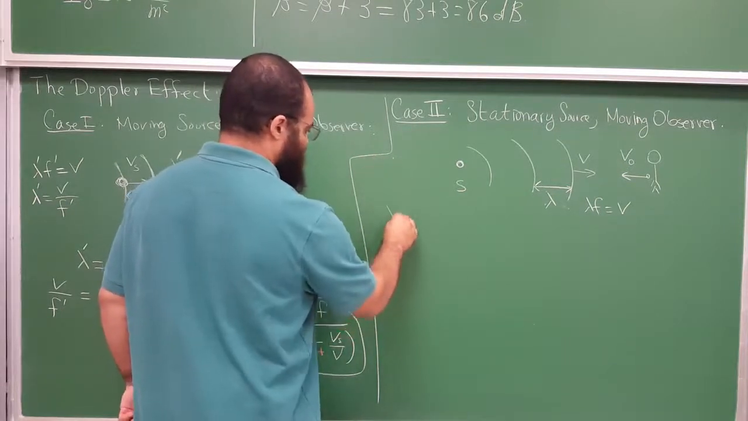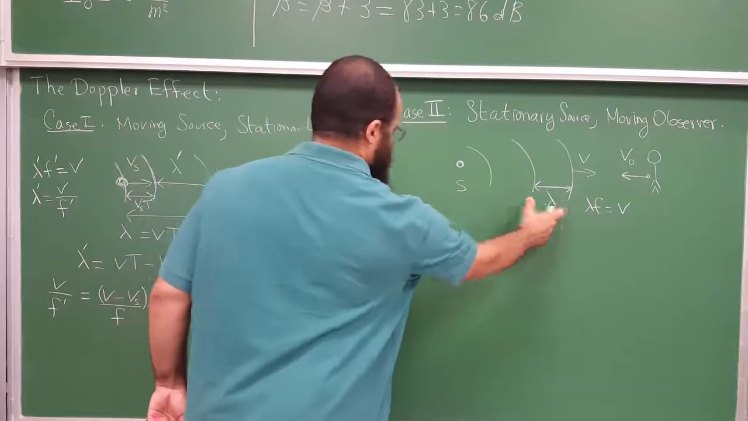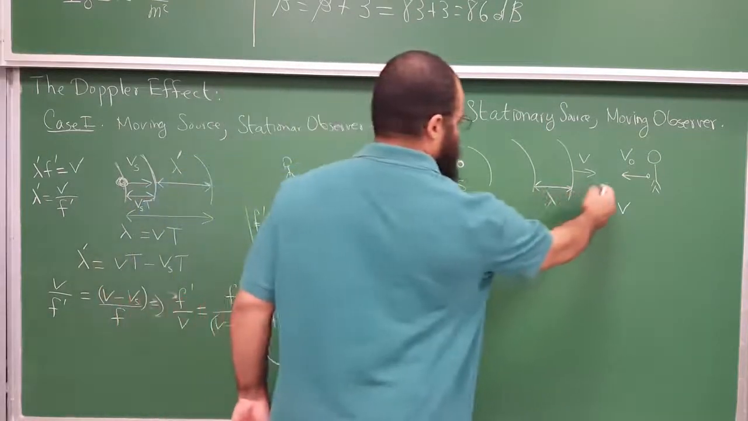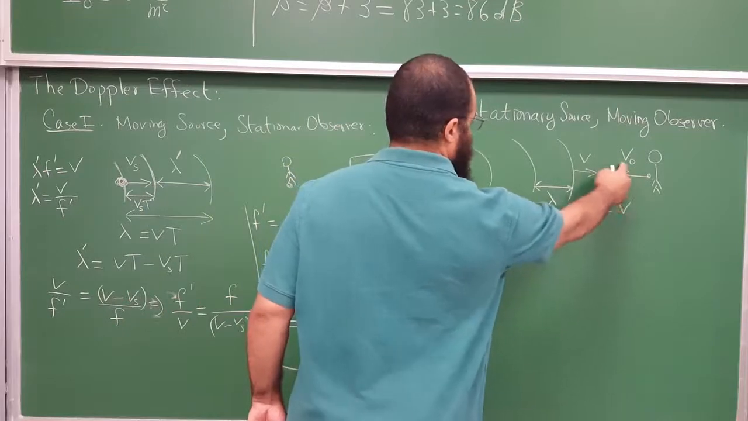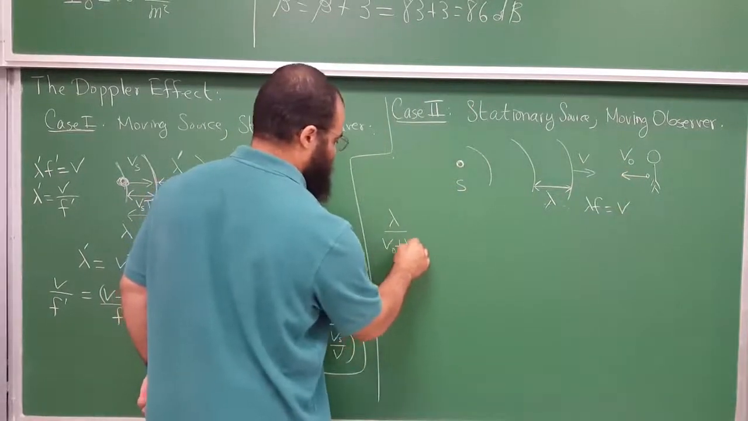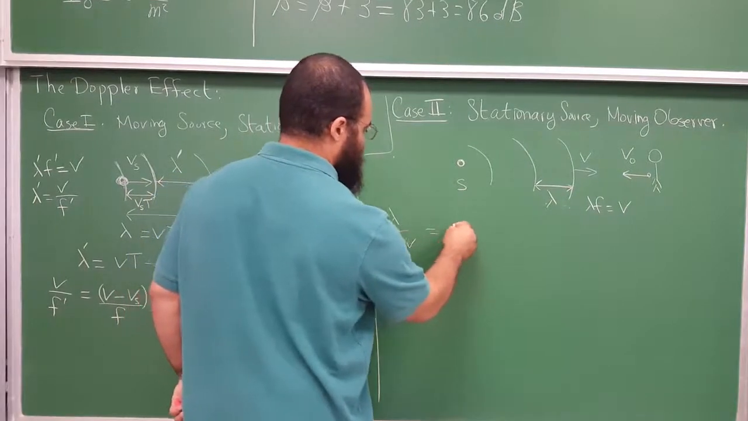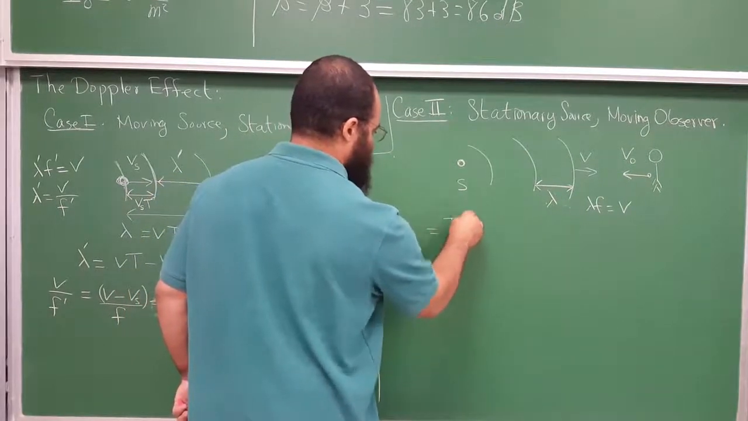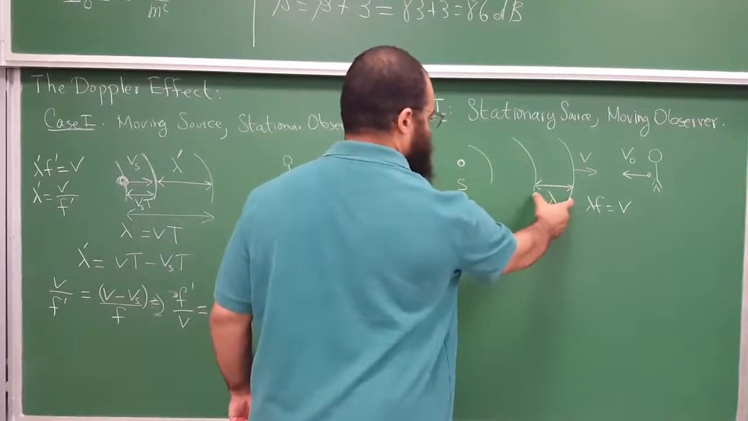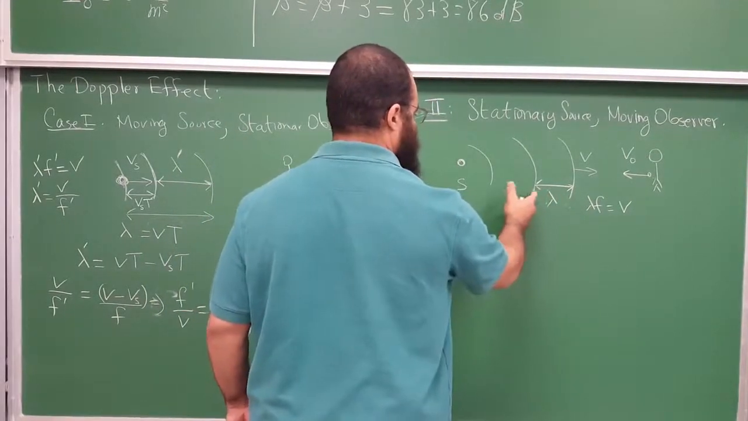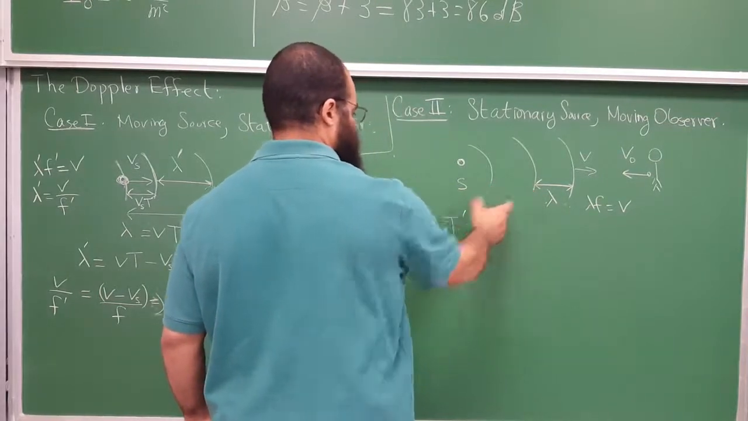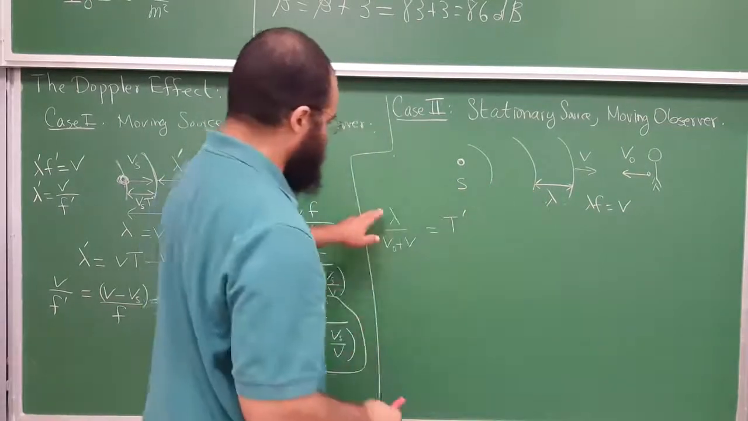So it would be lambda, the distance from here to here, divided by the speed. The relative speed will be the speed of the observer plus v, the speed of sound, and that equals the new period, which is t prime. That's how long it will take to observe the first peak and then the second peak, or the second peak and then the third peak. The time between observing two peaks would be t prime, and it's equal to this.